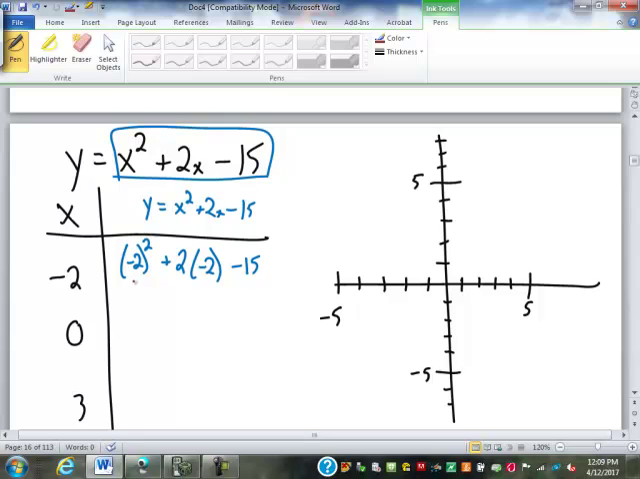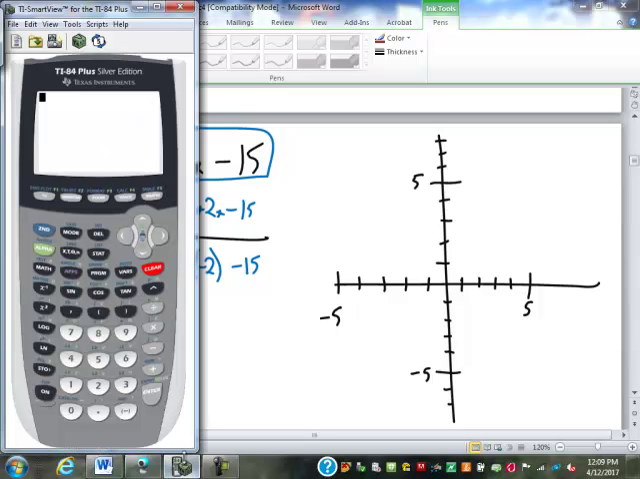-2 squared is -2 times -2, which is +4. If you enter that in your calculator incorrectly, if you do -2 squared like that, it'll try to tell you -4 because it's not squaring the negative. You have to put -2 in parentheses in your calculator, and then square it to make it work properly.